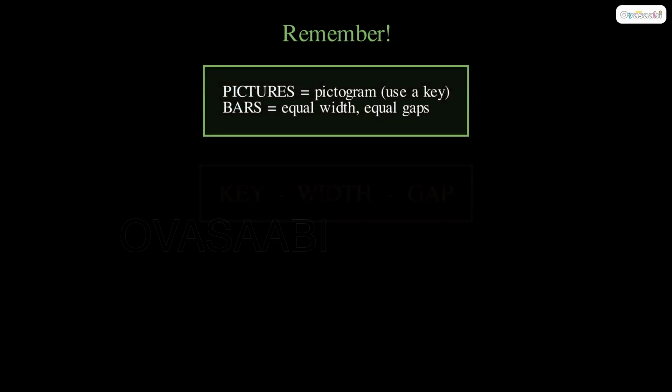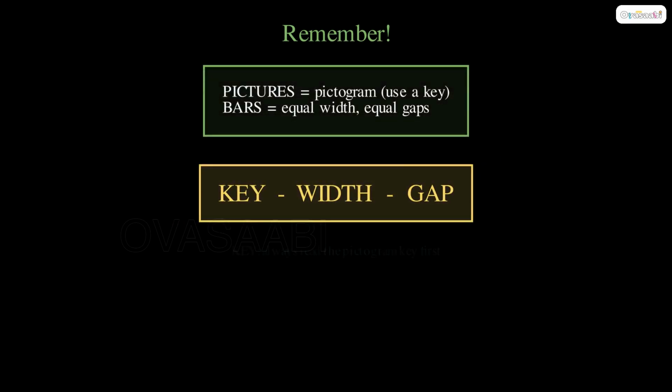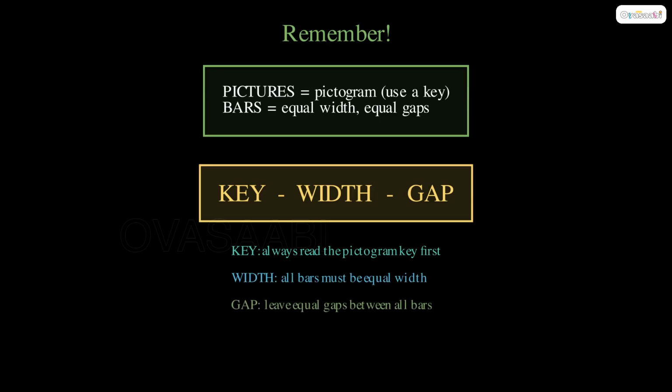Remember the 3 magic words: key, width, gap. Pictograms need a key. Bar charts need equal width and equal gaps. Say it 3 times and you will never forget.